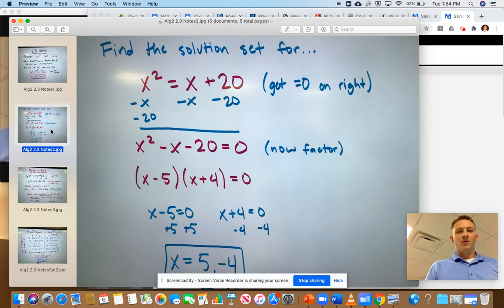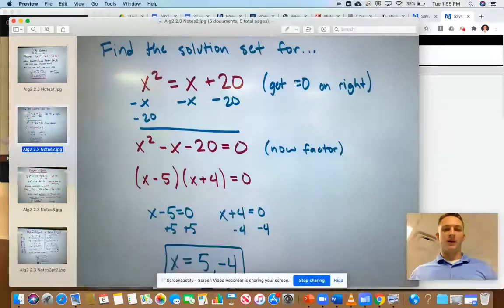Second example, we want to find the solution set, so we're going to factor and solve for x. So we have x squared equals x plus 20. We want to get equals 0 on the right, so let's move x plus 20 over to the left. I'm going to subtract x and subtract 20. Now we have x squared minus x minus 20 equals 0. We got that equals 0 on the right.